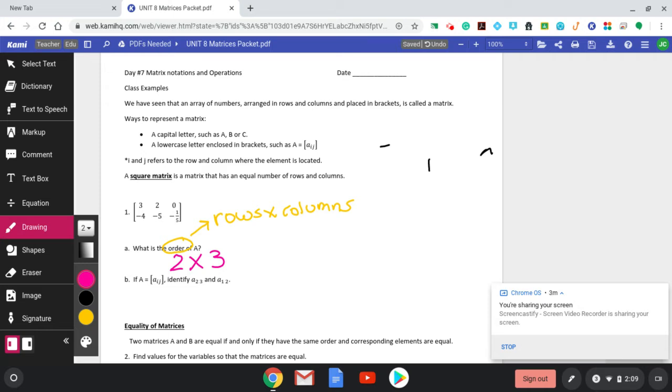And get used to that because that's how I'm going to talk now. You know, a 2 by 2, a 2 by 3, a 3 by 2. The first number we always say is the number of rows that it has. Second number is the number of columns.